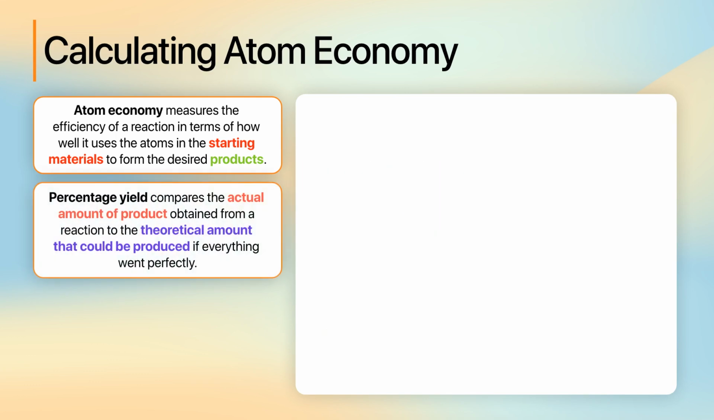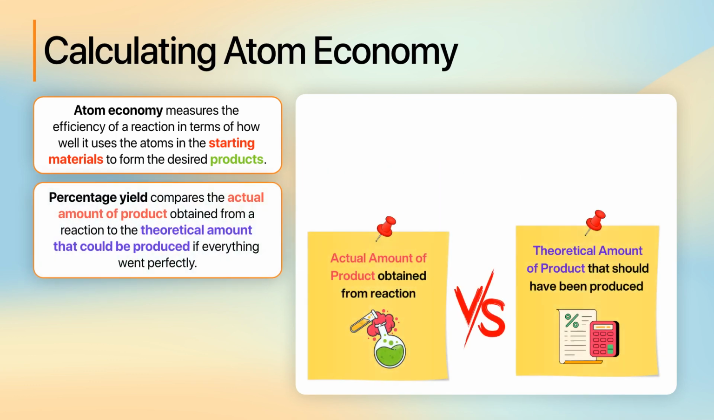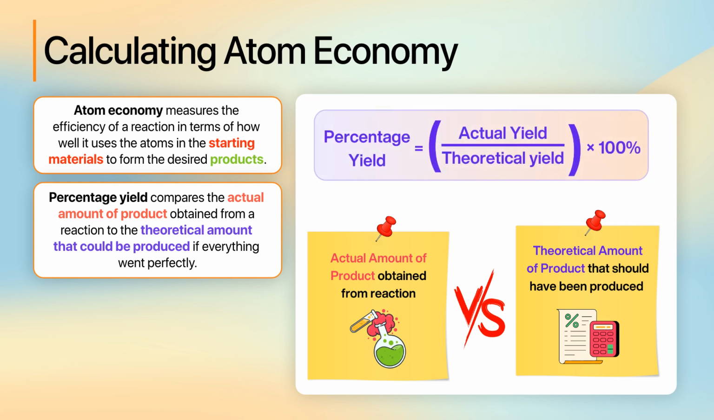Percentage yield, on the other hand, compares the actual amount of product obtained from a reaction to the theoretical amount that could be produced if everything went perfectly. It is calculated using the equation actual yield divided by theoretical yield times 100%.